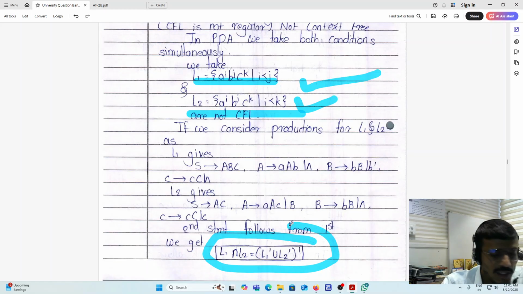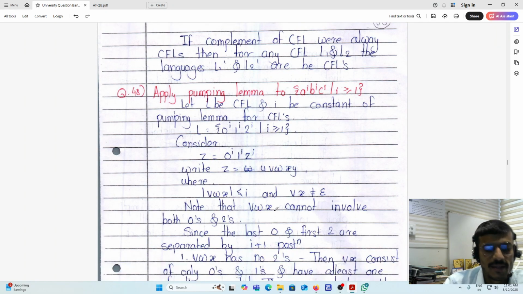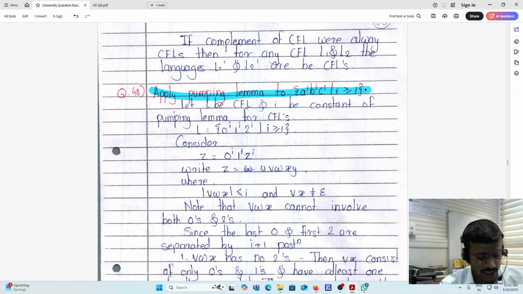Now again, if you proceed ahead, you have to apply the pumping lemma for a raised to i, b raised to i, c raised to i, where i is greater than or equal to 1. So we have to apply the pumping lemma for this language. Let L be the CFL and i be the constant of the pumping lemma. So i is the constant.